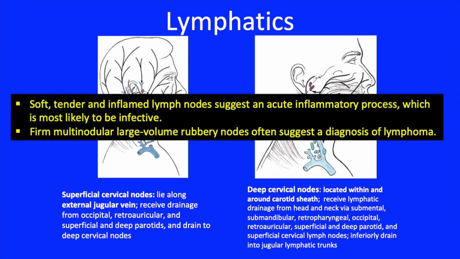But also, you should be aware of two very general concepts of how the lymph nodes themselves present in the neck. A soft, tender, and inflamed lymph node suggests an acute inflammatory process, which is most likely to be infective. Whereas firm, multinodular, large volume, rubbery nodes often suggest a diagnosis of lymphoma.